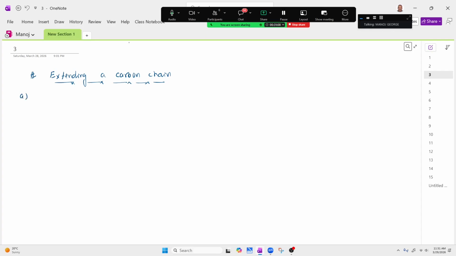So the first way is the reaction of a halogenoalkane. You need a halogenoalkane with KCN, not HCN. Remember, HCN is for aldehydes and ketones. So be careful. Reaction of halogenoalkane with KCN in ethanol, not aqueous. And then you will do heat under reflux.